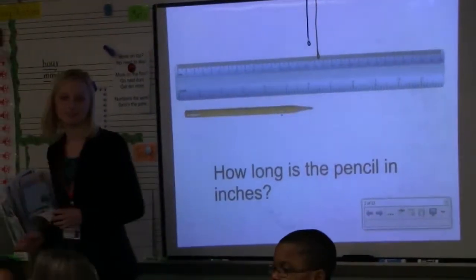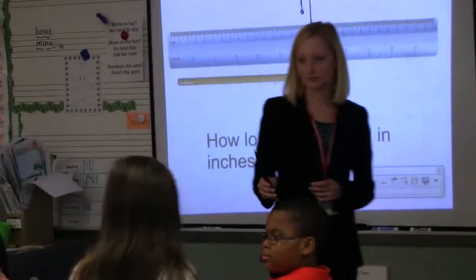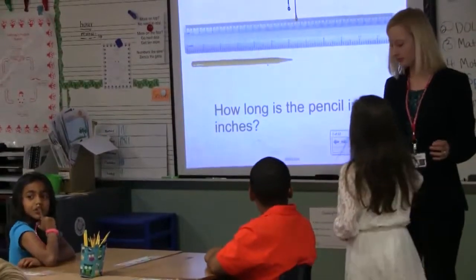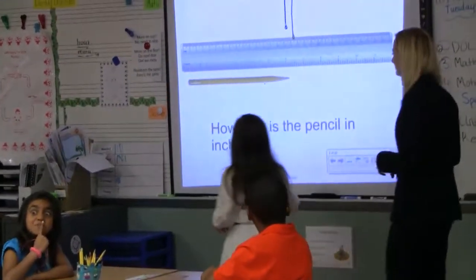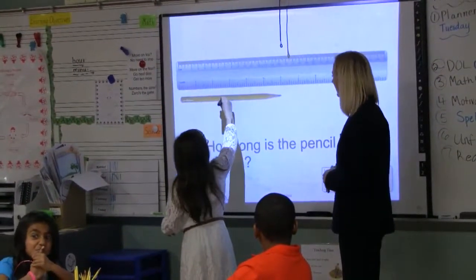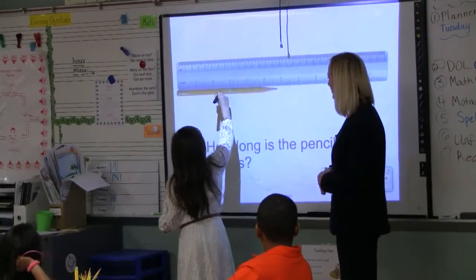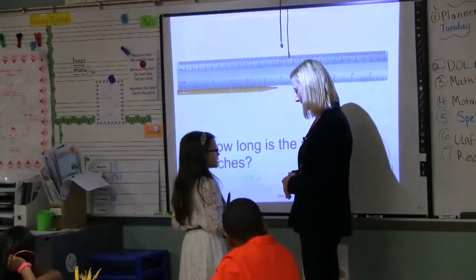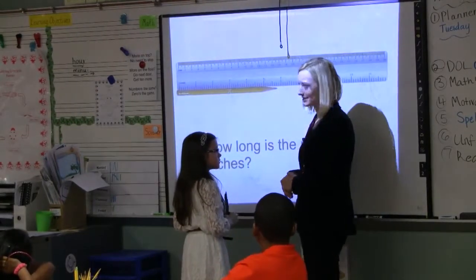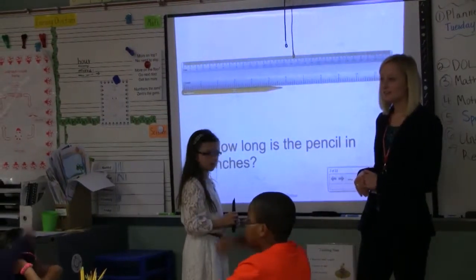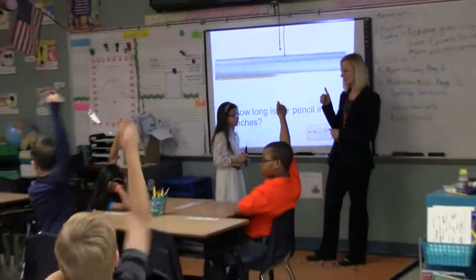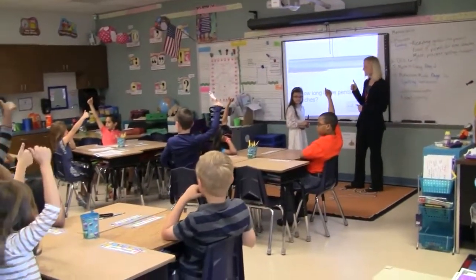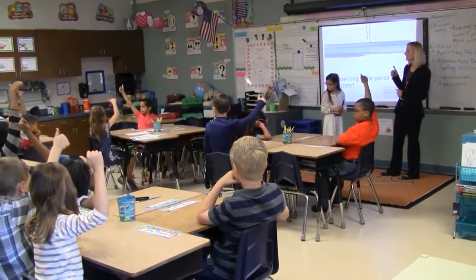Allie. Come show us how to put the pencil on the ruler. We line it up at the 0. About how long is the pencil in inches? 6 inches, Allie says. Thumbs up if you agree. Does everyone agree? What do you think, Jack?